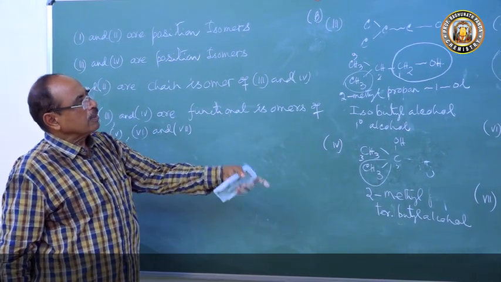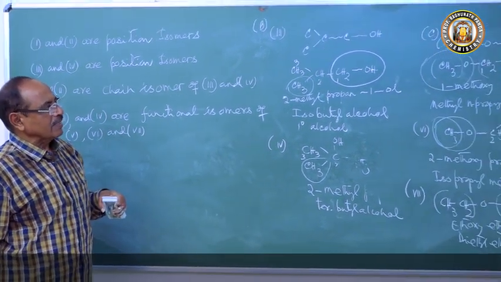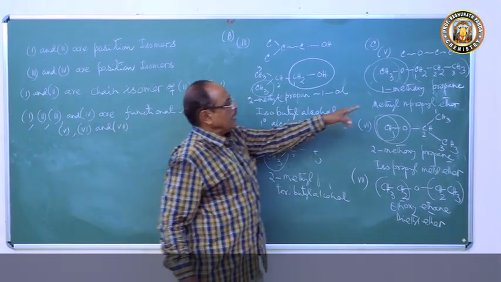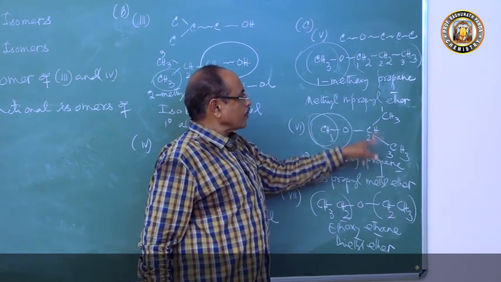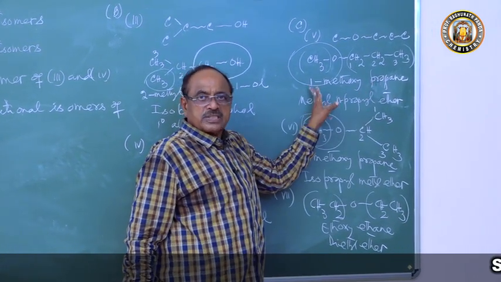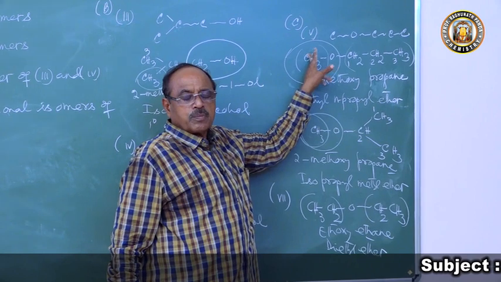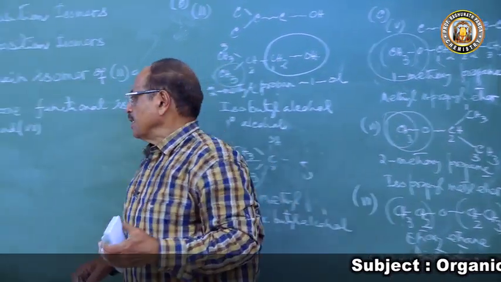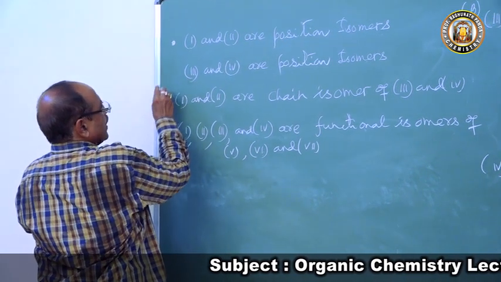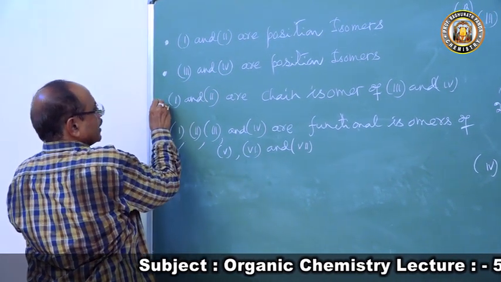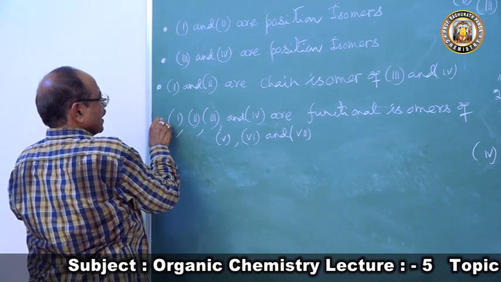Now we will come to the relationship between 5, 6, 7. So 5 is a 1-methoxy, 6 is a 2-methoxy on the same propane. Chain remaining same, position change. So 5 is a position isomer of 6. So this is how we are classifying them, 1, then 2, then 3, and this 4.